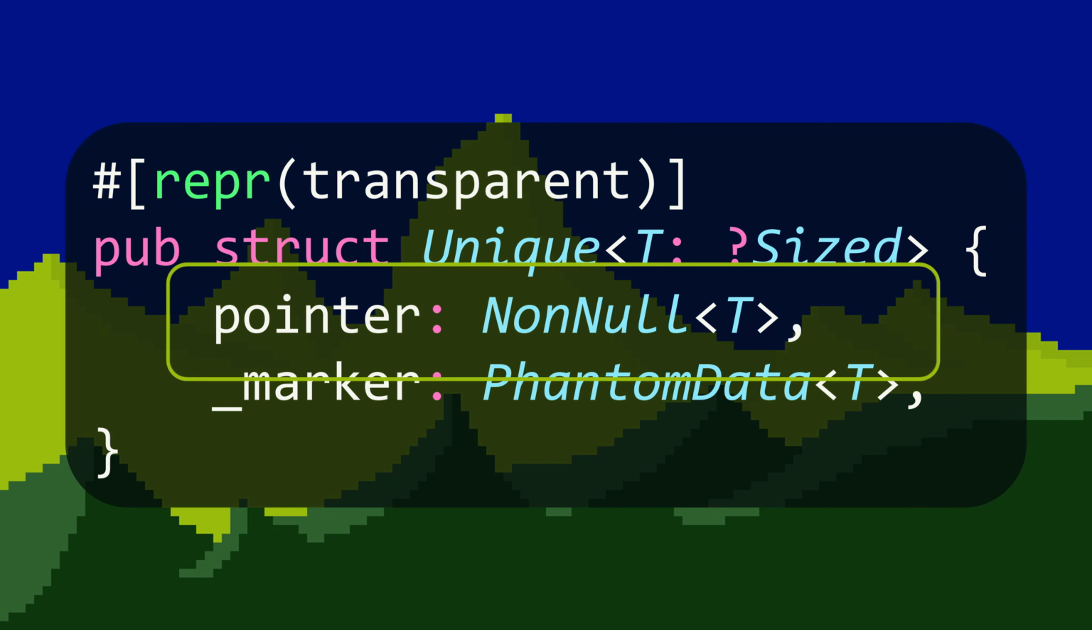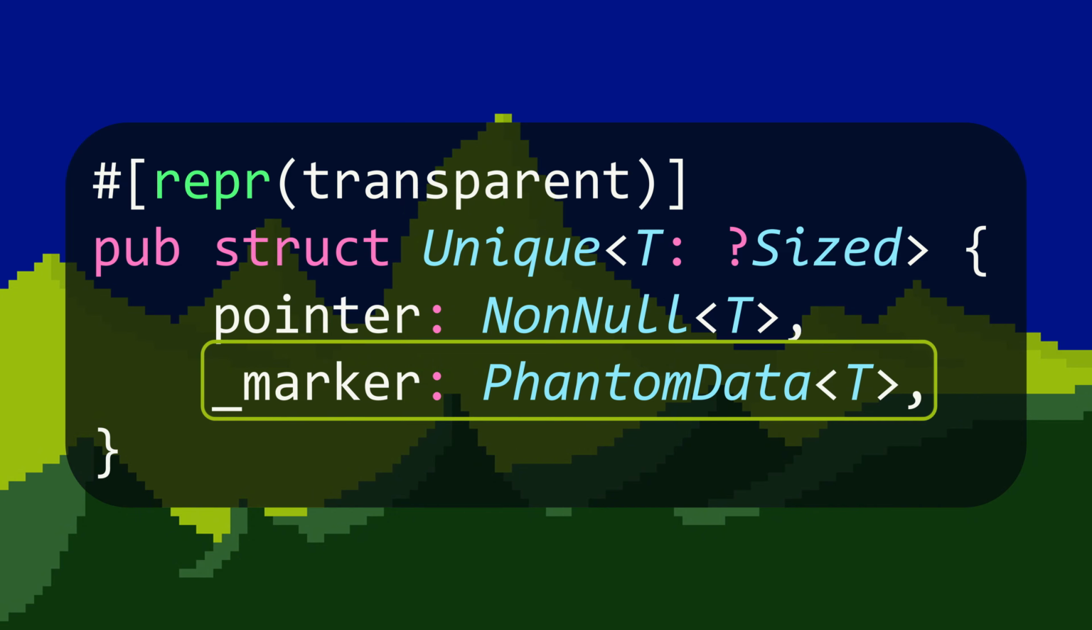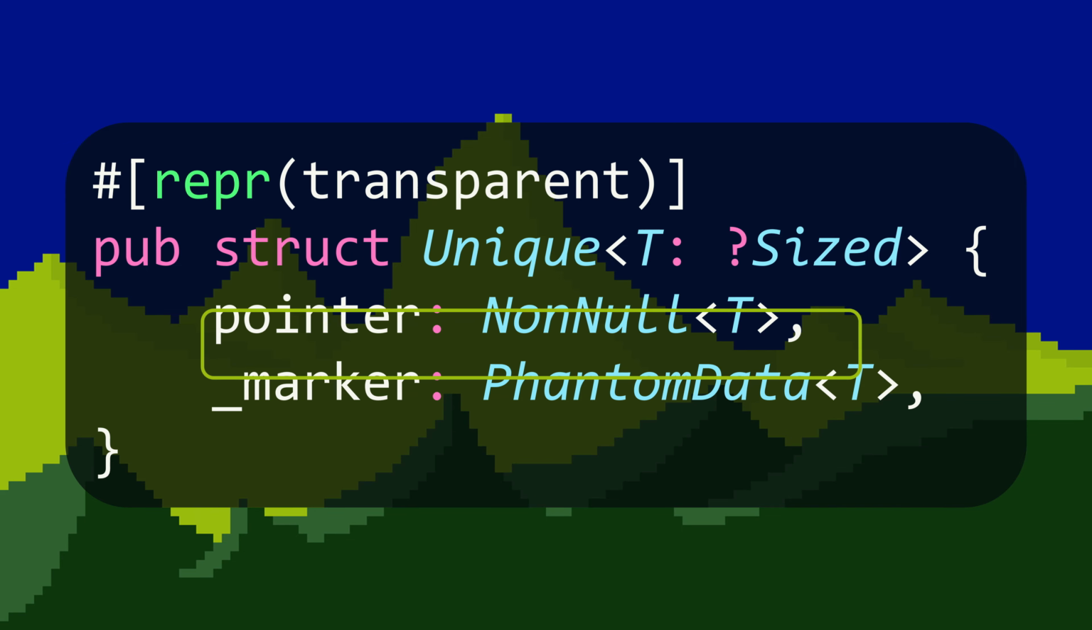Unique contains 2 fields, pointer and _marker. _marker is a PhantomData T. We need this PhantomData so that Unique owns its memory and is responsible for dropping it, like how RawVec is responsible for dropping the buffer. I'll, of course, link a blog post describing this behavior in the description.